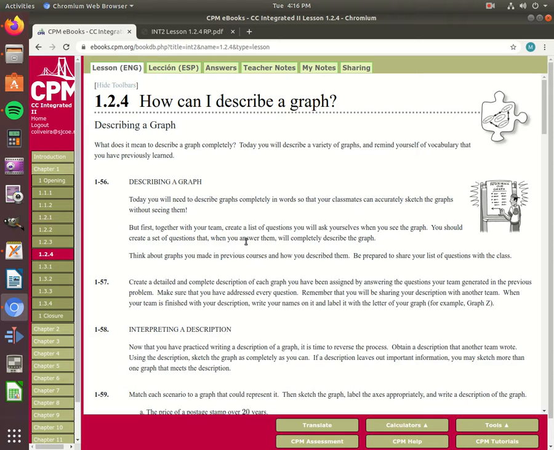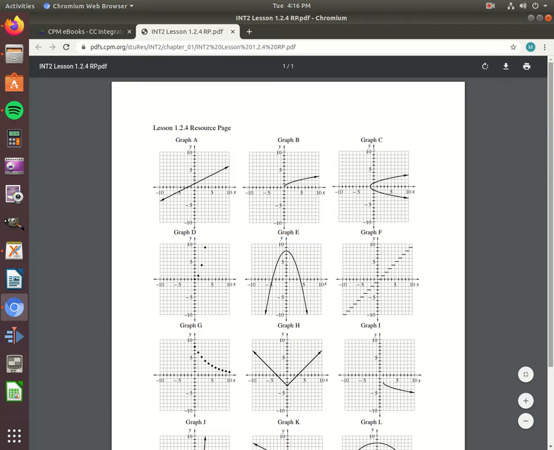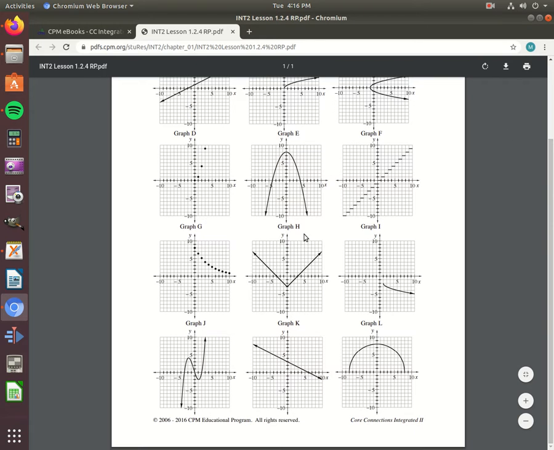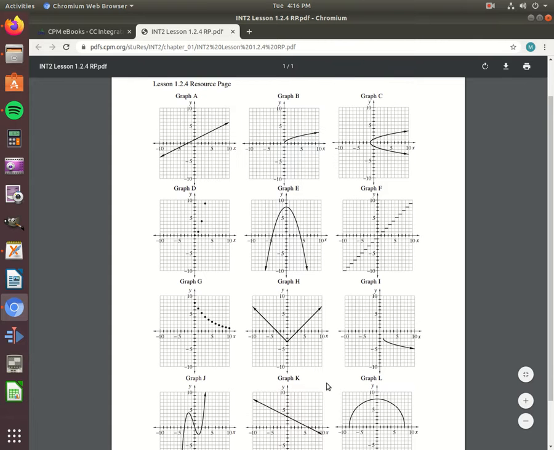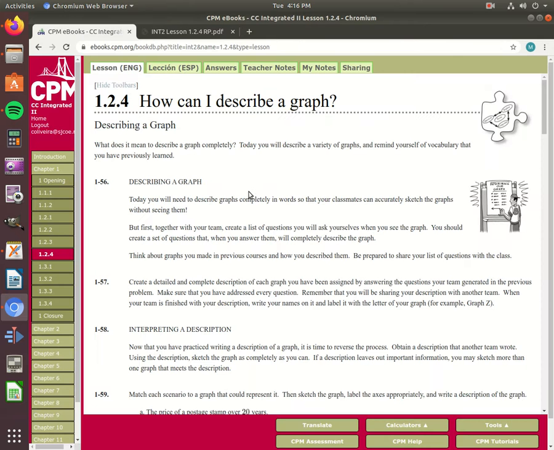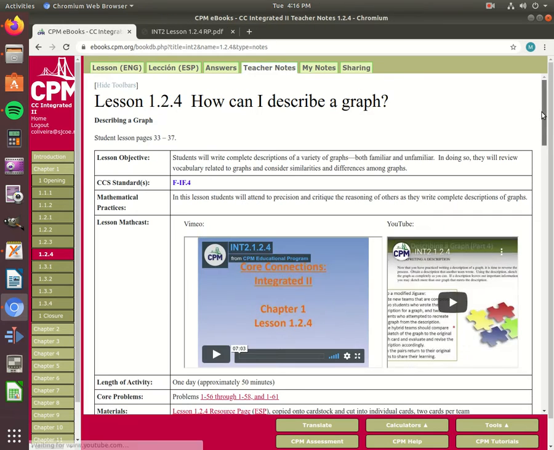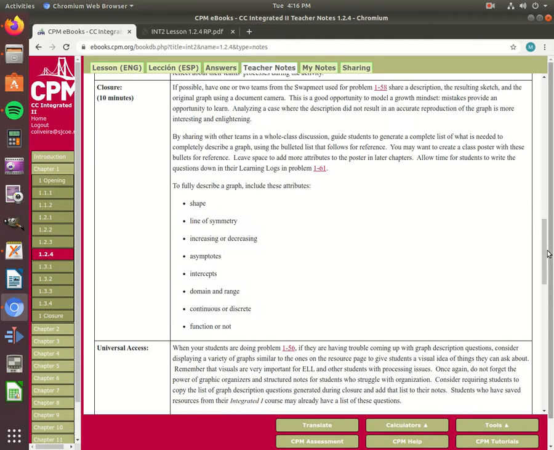So ultimately what happens in this lesson is that each group gets a shape that none of the other groups gets, and they have to describe that shape to the rest of the class, and the rest of the class draws what they think it should look like. The first thing we do is brainstorm good ways to describe a graph. Here's the list that the book came up with, and usually the class does a pretty good job of coming up with a similar list.